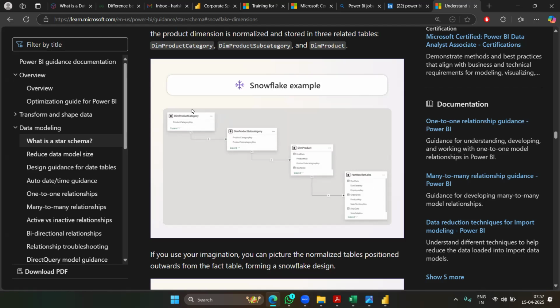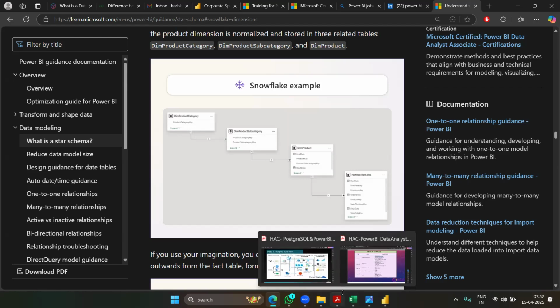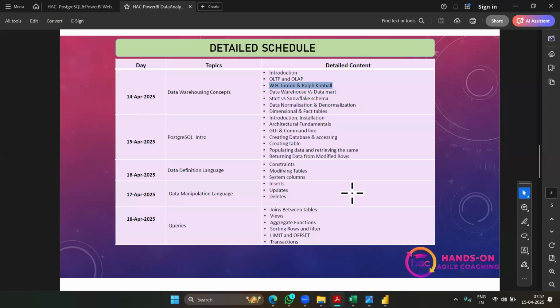But how many levels you can break it down into purely depends upon the appetite that the company can maintain. Okay. If you go for more levels, then there would be confusion also. So keep it short and simple. That's the simple answer, right? So this is about star and snowflake schema.